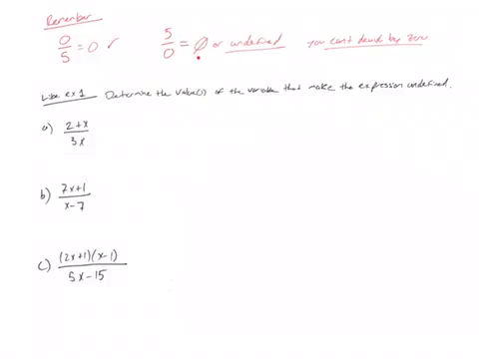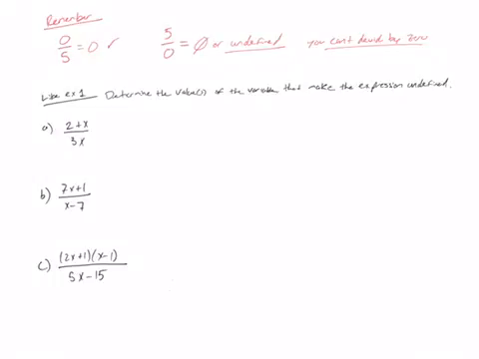It makes it undefined. We use this symbol, which is the empty set symbol, or we call it the undefined symbol. Okay, so you cannot divide by 0. Anytime you divide by 0, it makes the expression undefined. Okay, and that's what we're going to be doing here in example 1, is determine the value or the values of the variable that make the expression undefined. So pretty much we're saying what x cannot equal.